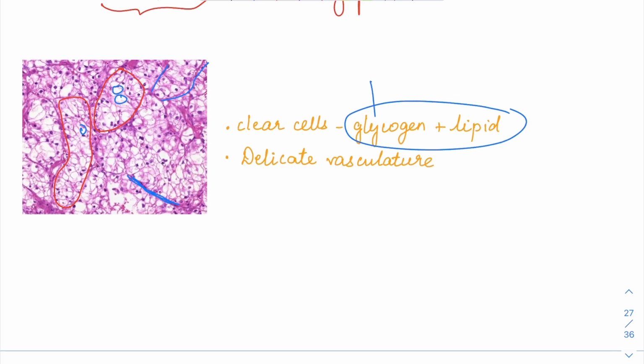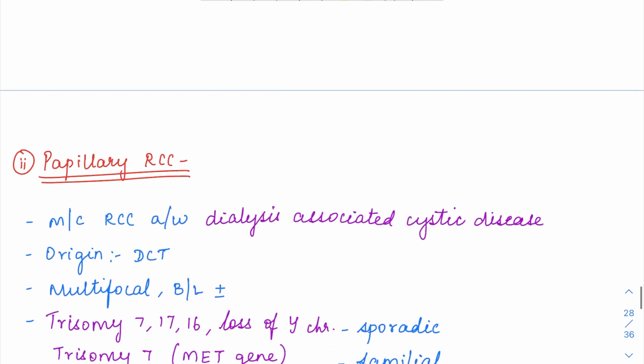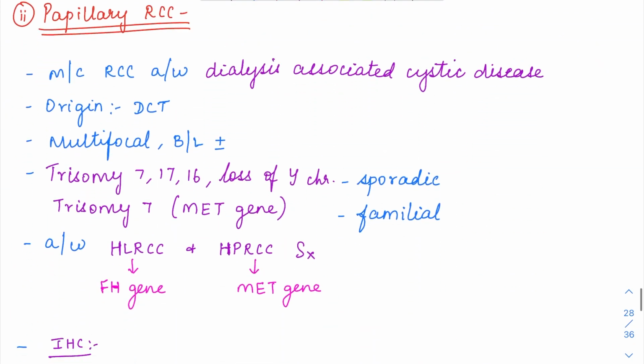Since it contains glycogen, you can confirm it by applying a periodic acid Schiff stain. So PAS stain will be positive. And for lipid, if you put a frozen section with Oil Red O stain, that will come positive. Okay, these are special stains for glycogen and lipid. Next, we'll see about papillary RCC.